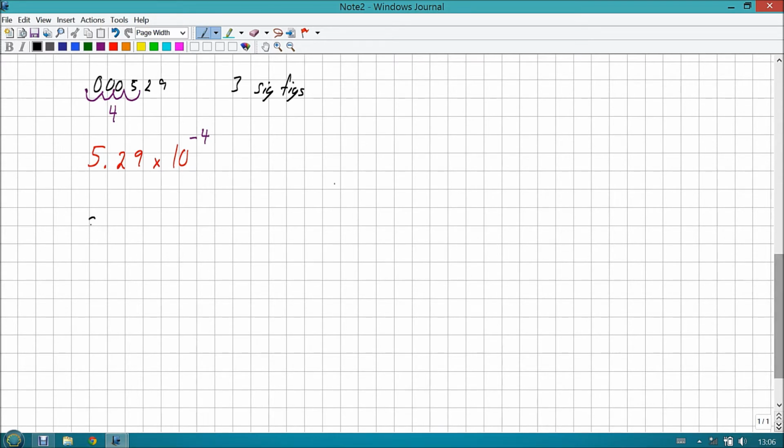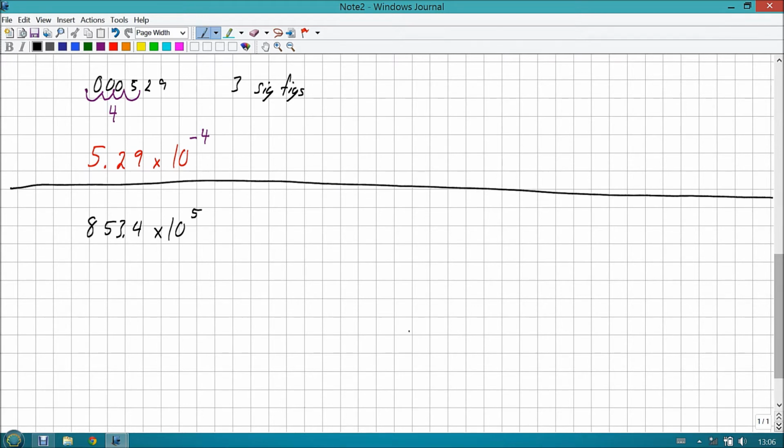Let's say that we are given 853.4 times 10 to the 5th power. And we want to turn this into proper scientific notation. Currently, is it in scientific notation? The answer to that question is no. No, Mr. O'Neill. This is not a number, a decimal, 2 more things, and then a power of 10. This has 2 more extra numbers in front of it. So that means I need to move my decimal 2 places to the left.